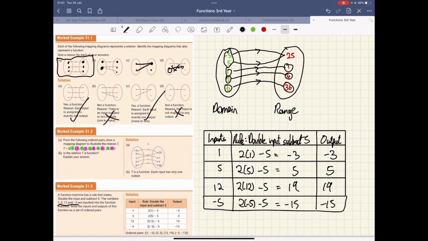All right. And it says to write it as a function of ordered pairs. So that just means I use my set notation. My first couple is 1 and minus 3. So 1, minus 3. My next couple is 5 and 5. 12 and 19 is my next one there. And finally, we have minus 5 and minus 15. All right, there you have it. And you just close off there.